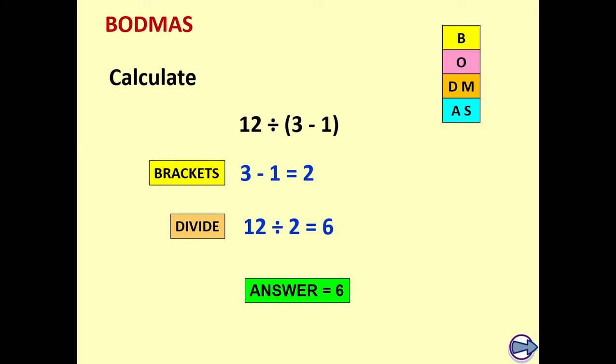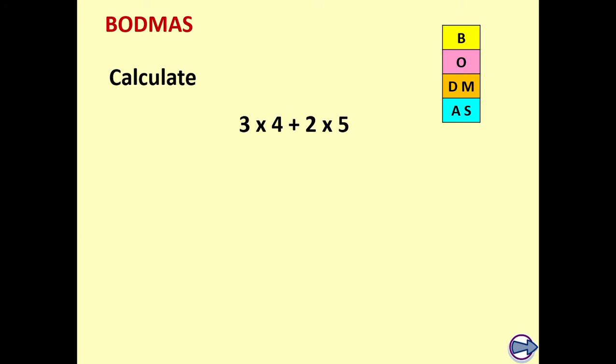Okay, so again, we have to do the brackets first in there. Make sure we copy that down as well before we move on to the next question. Okay, so this question's actually got 3 things asking us to do. It's asking us to do a multiply, an addition, and then another multiply.